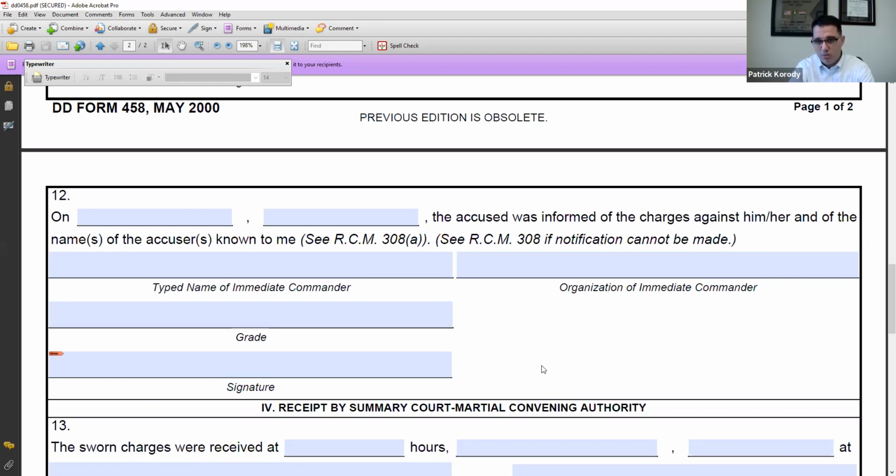Sometimes you have people come in that want to read the charges to them. That's not required. It's really just informing them of it. But really the easier way to do it is just to give them a copy of the charge sheet.